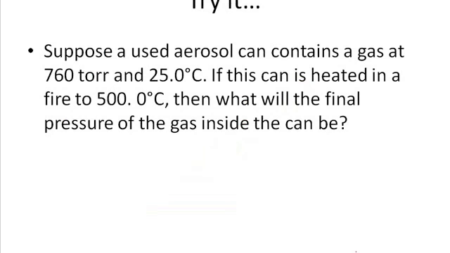Here's an example problem. Suppose you use an aerosol can that contains a gas at 760 torr and at 25 degrees Celsius. This can is heated in a fire to 500 degrees Celsius, then what will the final pressure of the gas inside the can be? Well, in this case, you see degrees Celsius. You have to convert to Kelvin first. Then you plug in your equation, and you should get 1,971 torr as your answer.